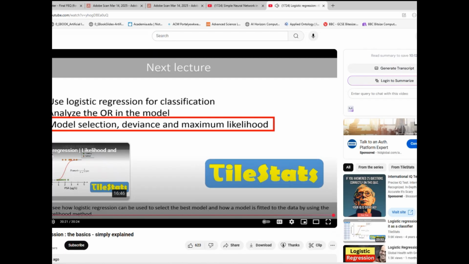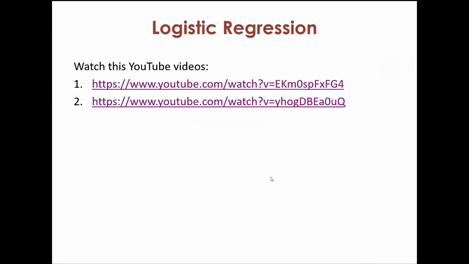I think we have achieved the objective of learning logistic regression. What is logistic regression? How to create a logistic regression model from the data, and how to use the logistic regression for prediction.